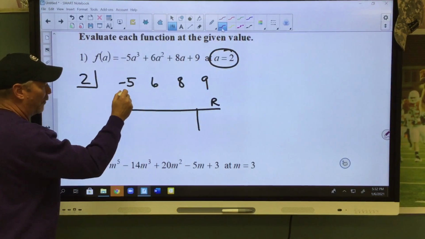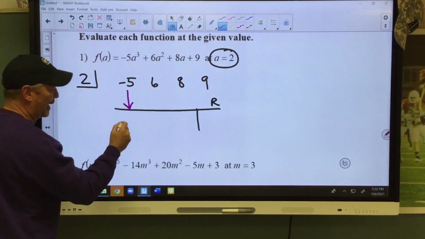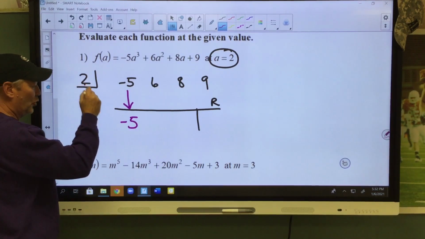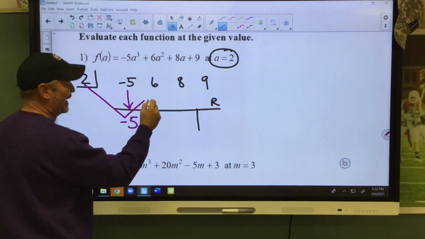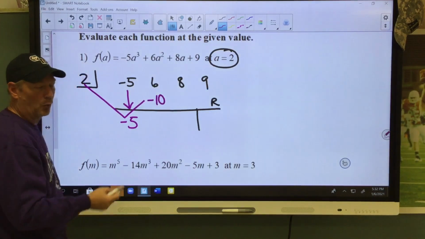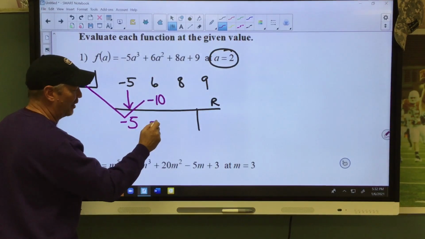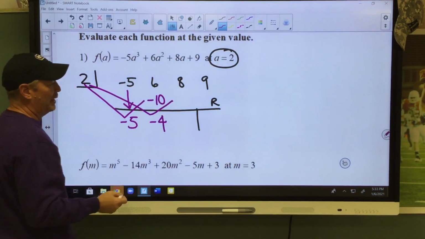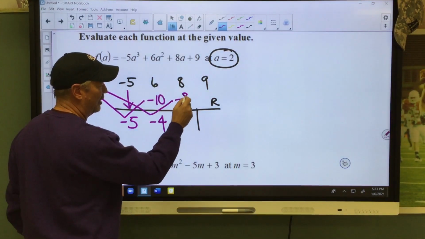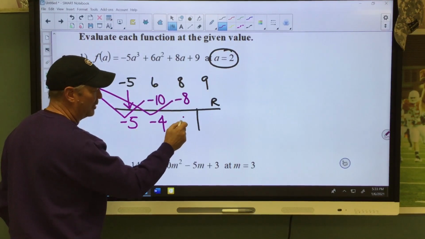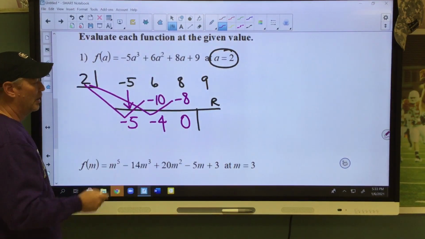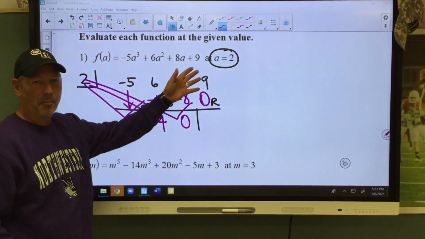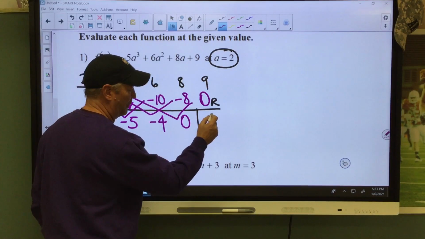We're going to bring down the first number as a negative 5, and now we start to multiply. 2 times negative 5 is negative 10. When we combine these, we get a negative 4. 2 times negative 4 is a negative 8. When we combine, we get a what? A 0. 2 times 0 is 0. And when we combine these, we get the number 9.